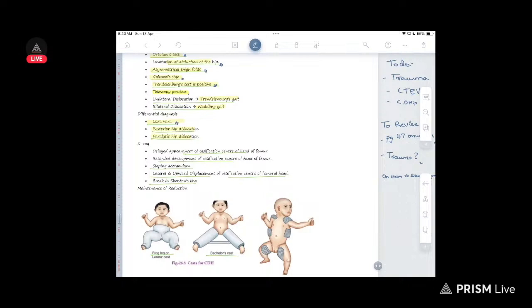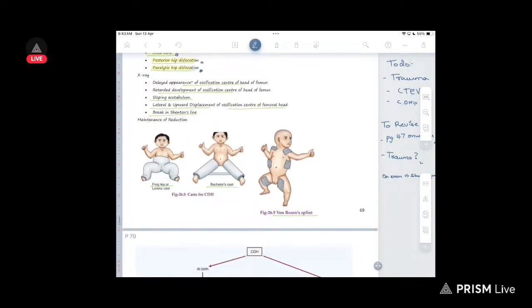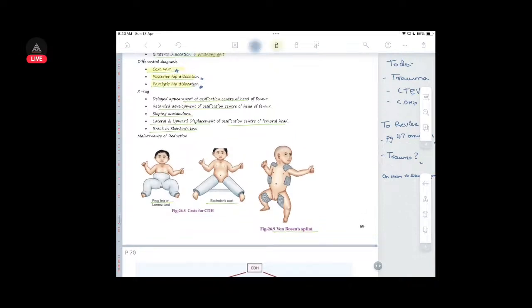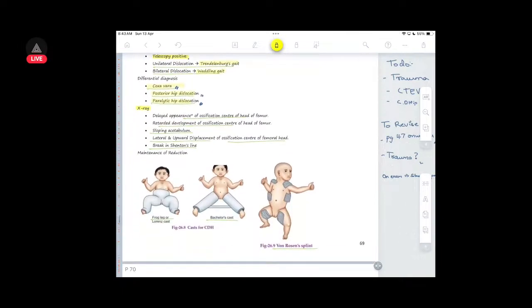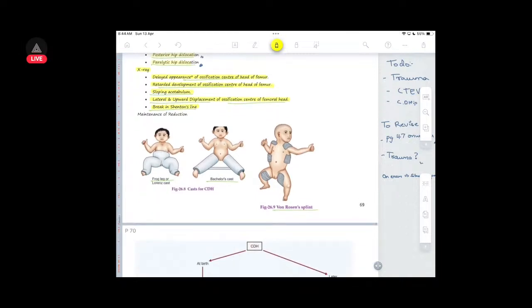It can also be coxa vara, posterior hip dislocation, and paralytic hip dislocation. Hip dislocation commonly. On X-ray, you will have delayed appearance of the ossification center of the femur. There will be retarded development of the ossification center of the head of the femur. You will have a sloping acetabulum. You will have lateral and upward displacement of the ossification center of the femoral head, and a break in Shenton's line.